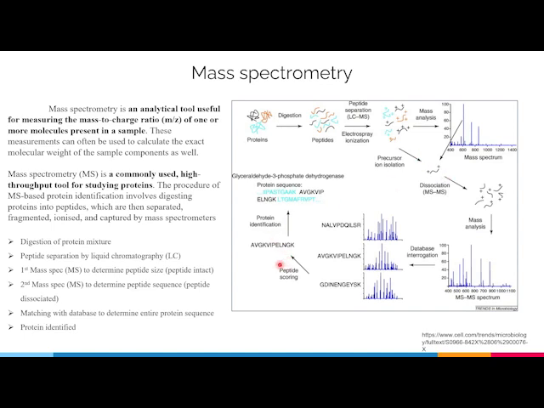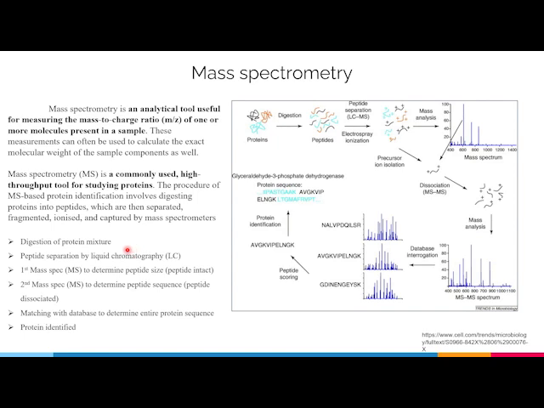After identifying a number of peptides, you do a protein sequence analysis and match the number of peptide hits to the entire protein structure database, and you will get the best possible match of the peptide to the protein, and then you will say that that is the protein that I started with. In this case, we started with glyceraldehyde 3-phosphate dehydrogenase.